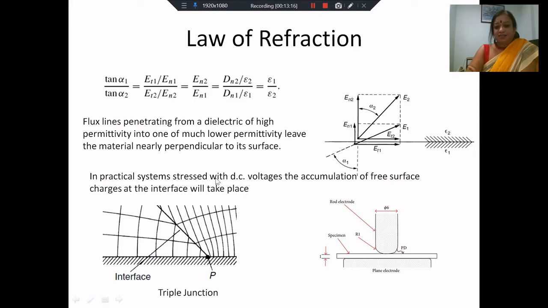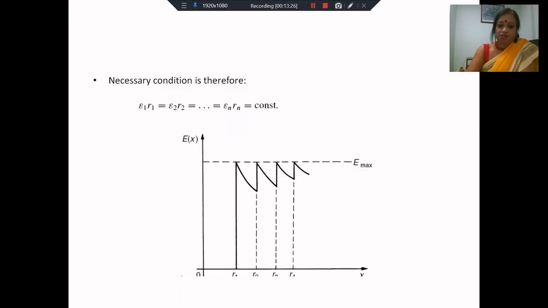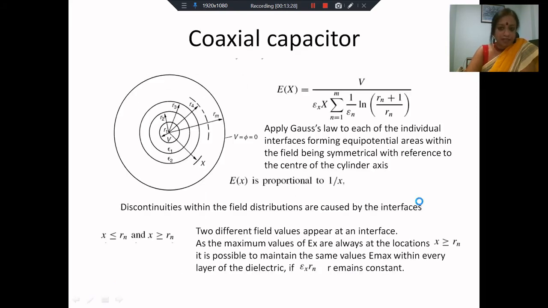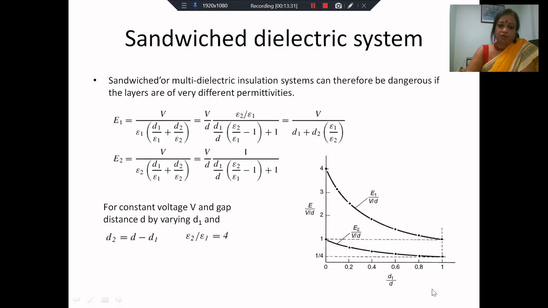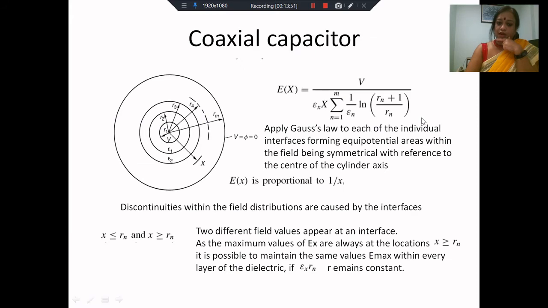Remember, in practical systems, when you have DC voltages, at the interface, you will have free charge accumulation. In the previous discussions about, for example, concentric spheres or even about these layers, where you say that this is the manner in which the electric field will be divided, and this will be how the voltage will be divided, and these are the electric fields, we have always made an important assumption, and this important assumption is that there is no free charge at the interface of any two dielectric materials.